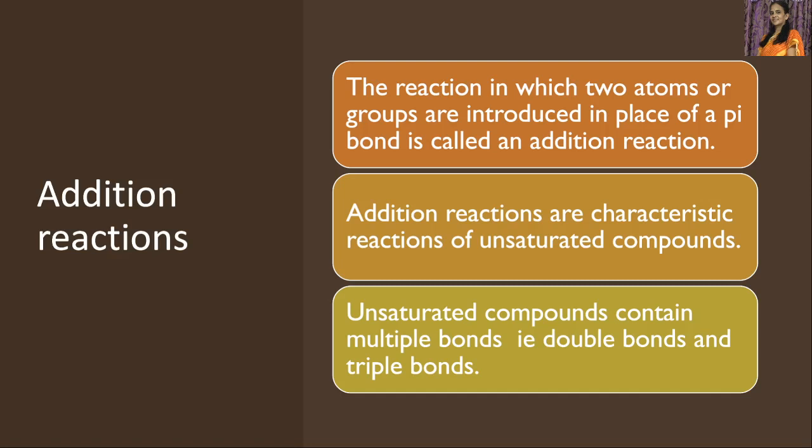C-C triple bond. The C-C double bond is present in alkenes, and the C-C triple bond is present in alkynes. So these compounds come under unsaturated compounds, and these unsaturated compounds generally undergo addition reactions.